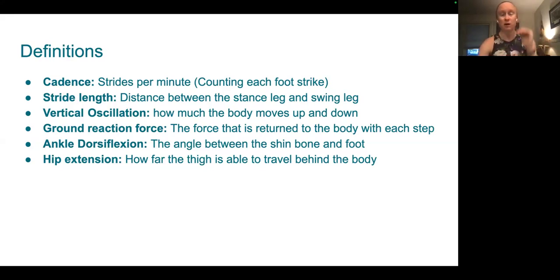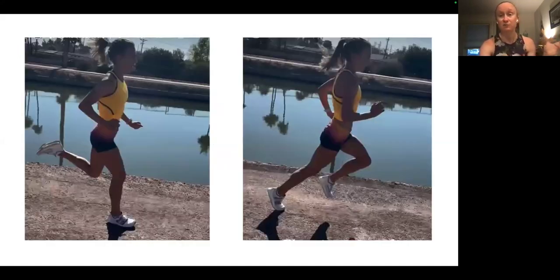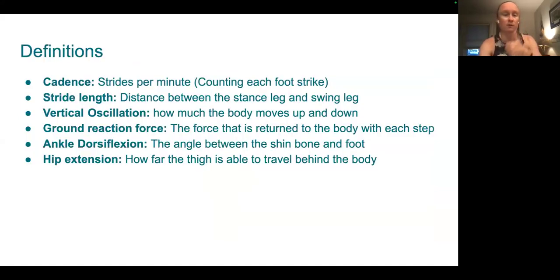Vertical oscillation is how much the body moves up and down. This can be a measure of efficiency, because, like I was talking with Emily back here, she has very minimal vertical oscillation because all of her energy is going forward. But sometimes people get a lot more vertical movement than forward movement. Not only can this increase the force with which we hit the ground, because we're effectively falling from further, but it also hinders some of our efficiency and we lose more going up.